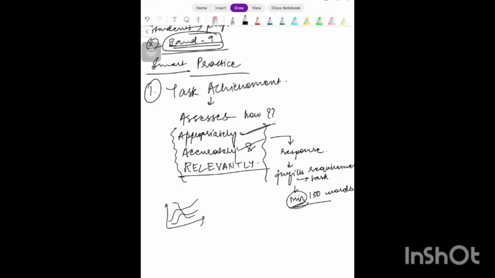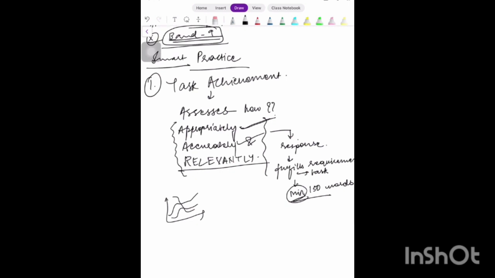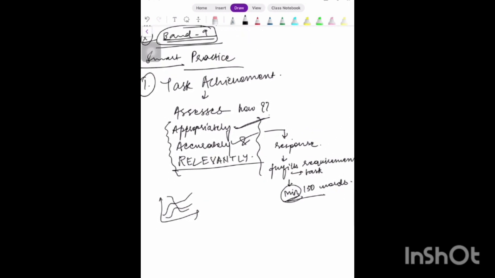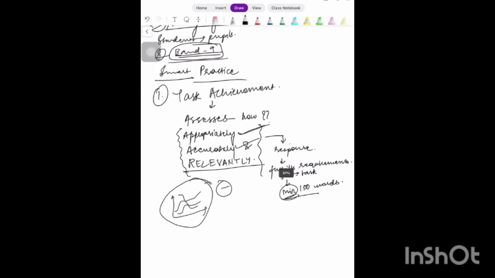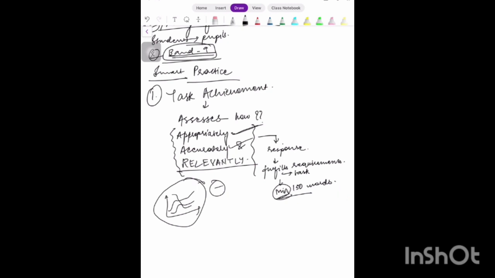Relevantly means without going off the topic, I'm answering the response which fulfills the task requirements. If I'm missing out on details, if I misread the graph and I'm not reporting accurately, if I went off topic and I'm giving examples, that is, giving comparisons which are not at all relevant to the question, then I will lose marks in task achievement. So task achievement is not rocket science. You just have to read the question very carefully, highlight the keywords, and then answer.